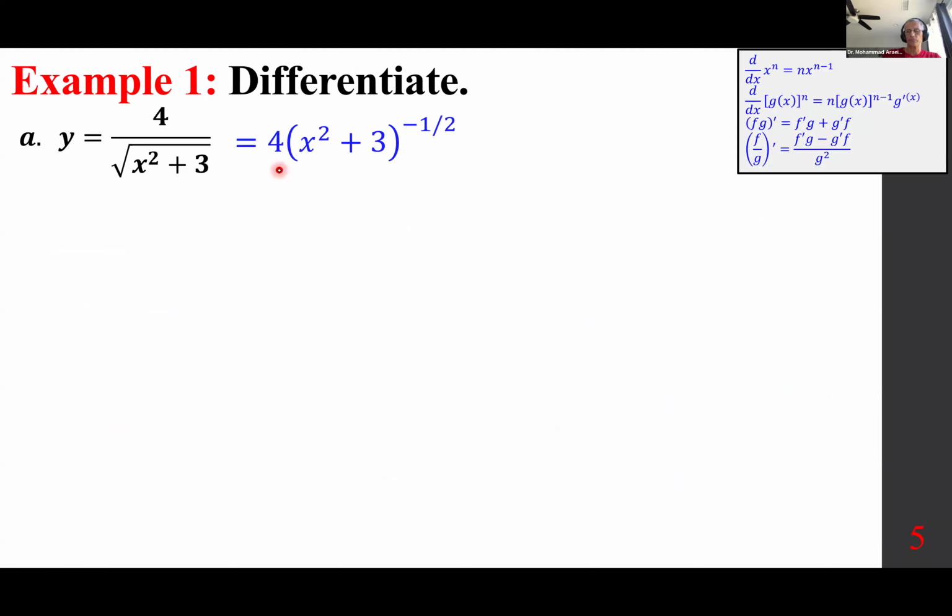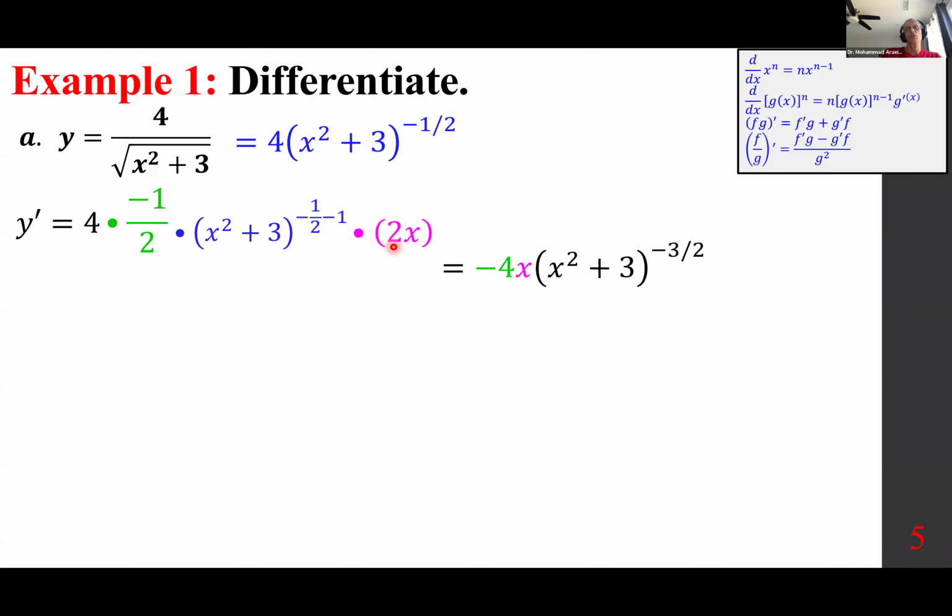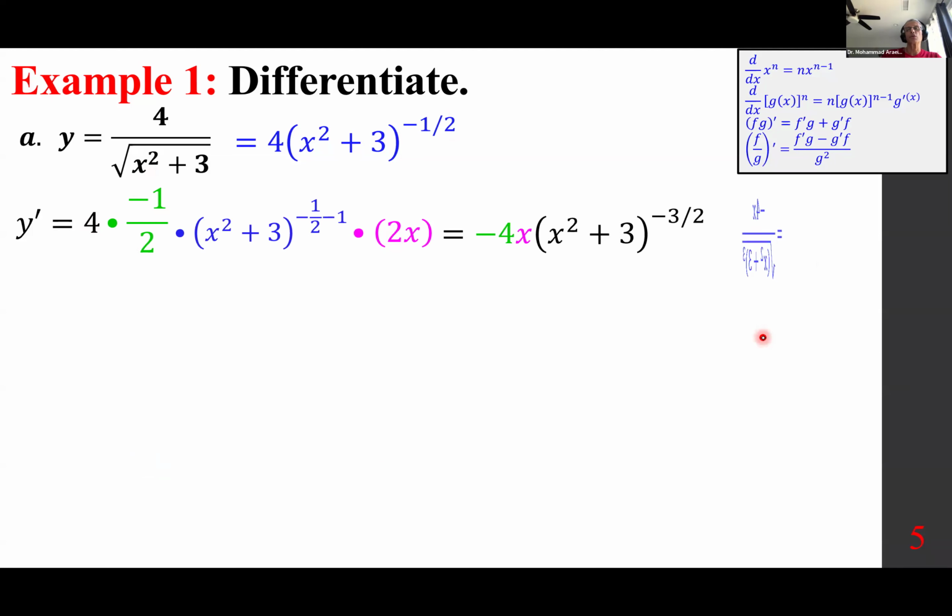So 4 times negative 1/2. Same thing to the power of negative 1/2 minus 1, which is negative 3/2. The derivative of the inside, 2x. The product of these two, negative 2 with this one becomes negative 4x. You take this one down, make it positive 3/2, or the square root of x squared plus 3 quantity cubed.